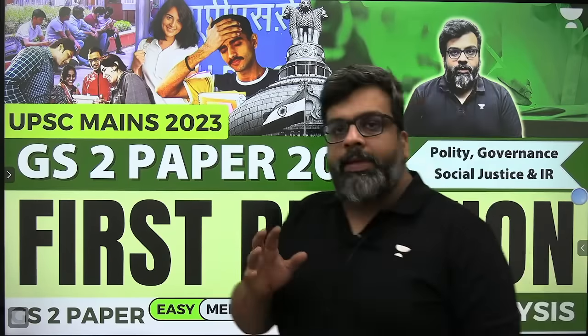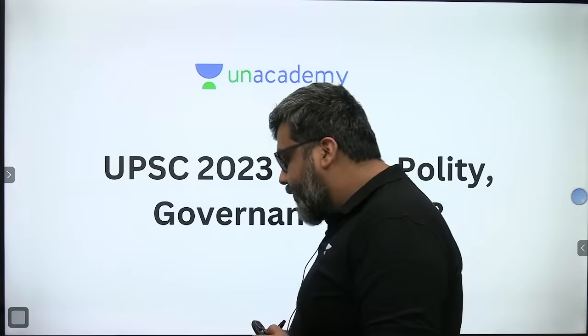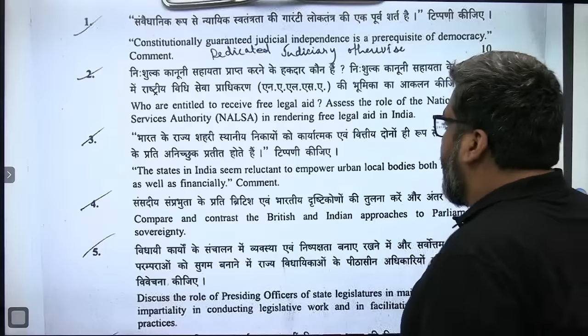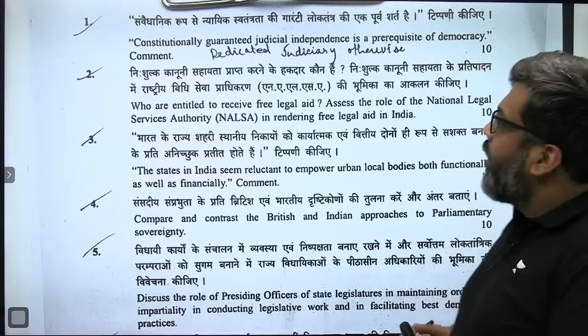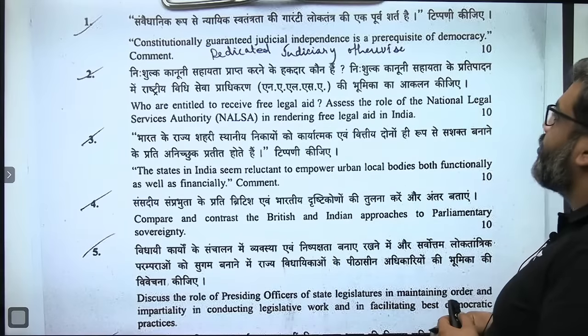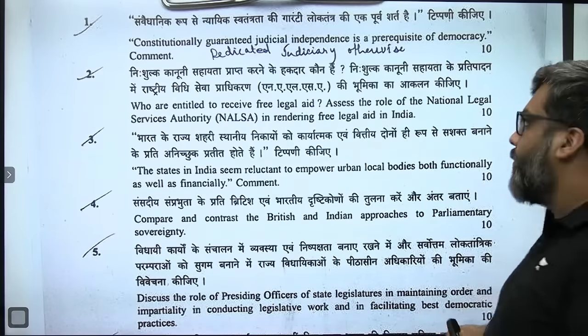Now there are 20 questions that have been asked in paper 2. Let us look at each of these questions and understand the kind of questions that have come. Now, first question for 10 marks: Constitutionally guaranteed judicial independence is a prerequisite of democracy, comment.